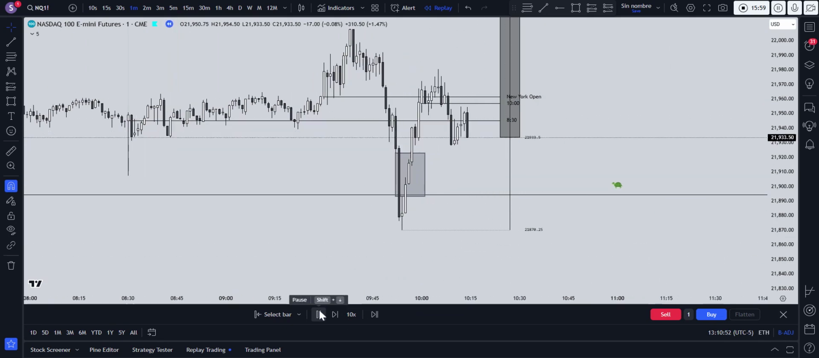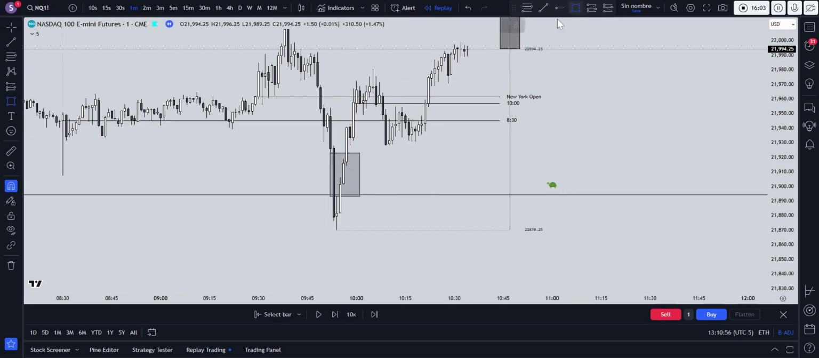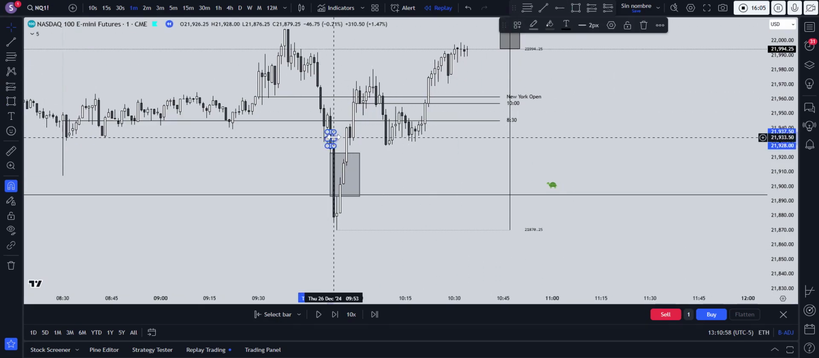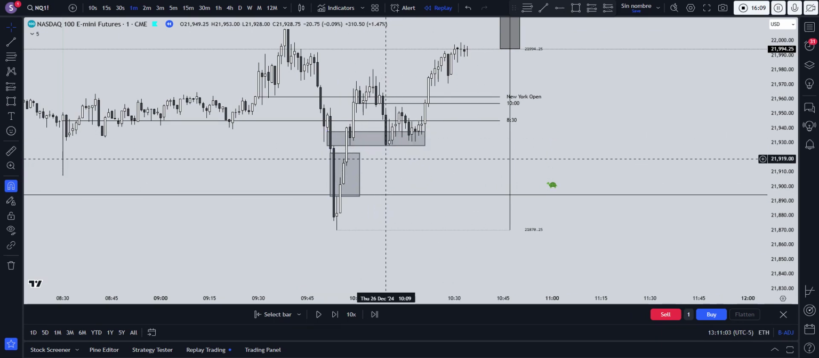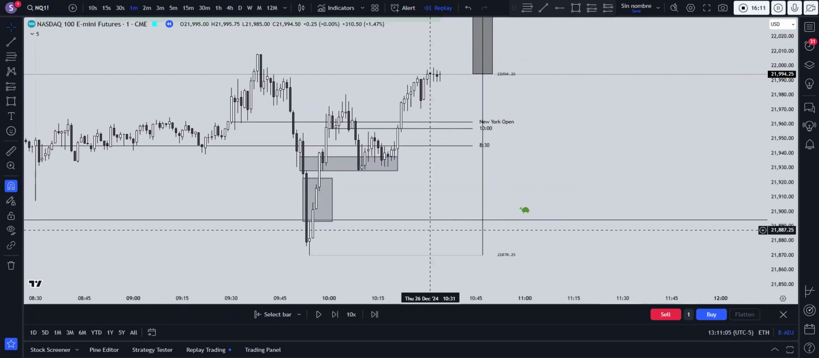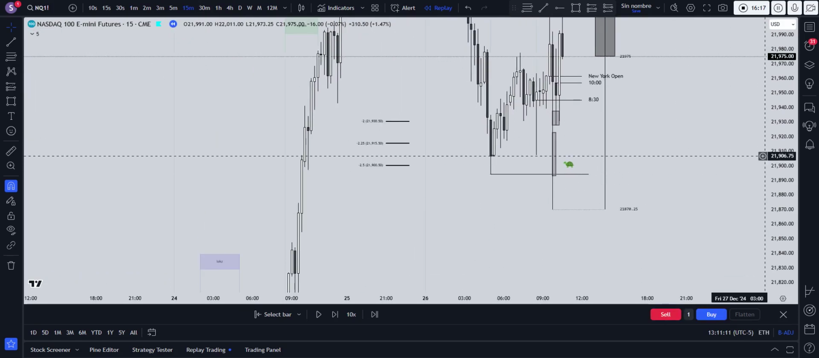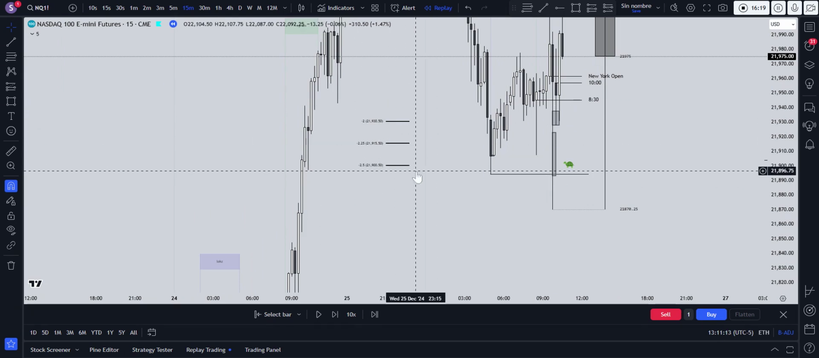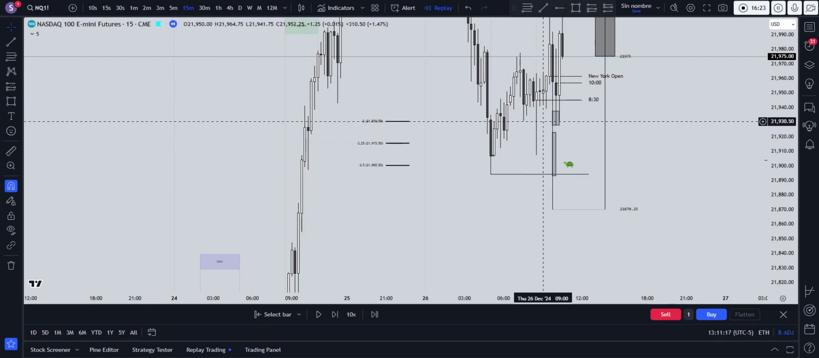Let's just wait. Okay, this other one right here. You see, our entry is going to be there. So you're going to mark out both of them, right? And what is this? The turtle soup. Why is it important? If we go to the 50 minute, you're going to see how we don't close below it. We just went through it, like we turtle soup it, and then we continue down.